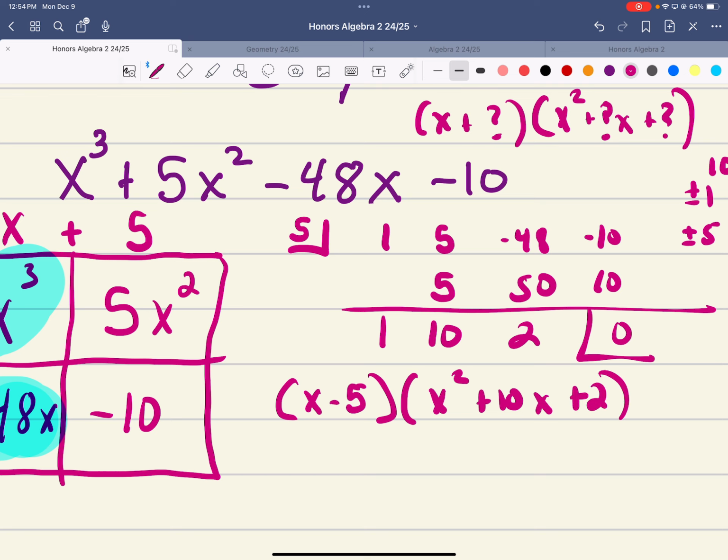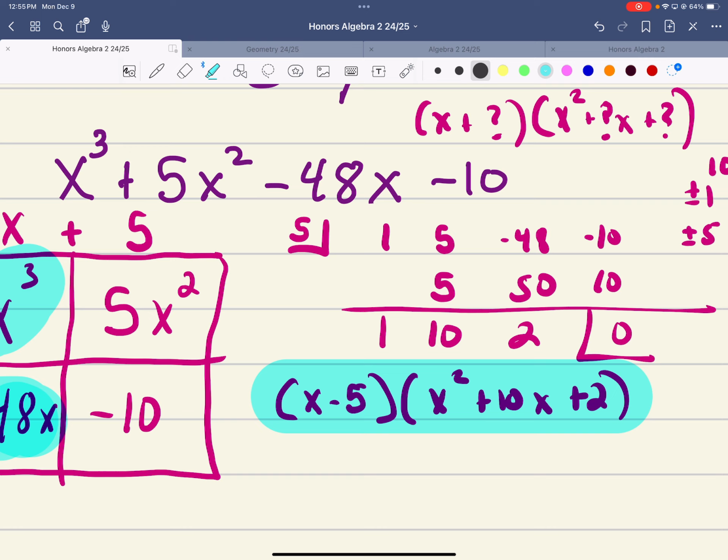Okay, so now I've got it in a factored form. We need to check to make sure the x squared plus 10x plus 2 can't be factored any further, and it can't. We don't have two numbers that when multiplied together are going to be 2 and add up to be 10. So this is actually the factored form of x cubed plus 5x squared minus 48x minus 10. And if we're just asked to factor it, that's what we need to do.